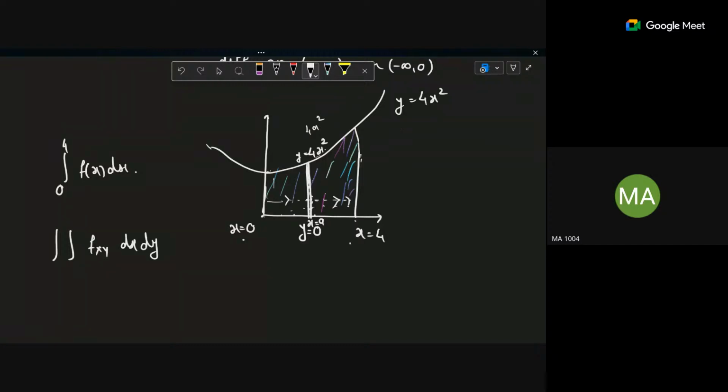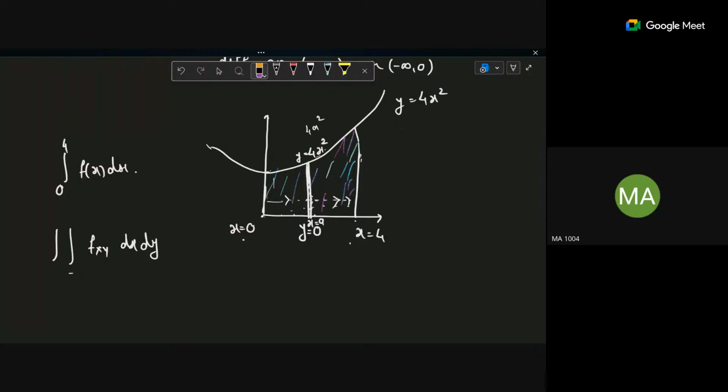So what should be the limit for this kind of integration? Your x will range from 0 to 4, and y will be from 0 to 4x square. But generally we do one thing, whenever constant limits are there, we put them outside so that at the end you will get the final answer.